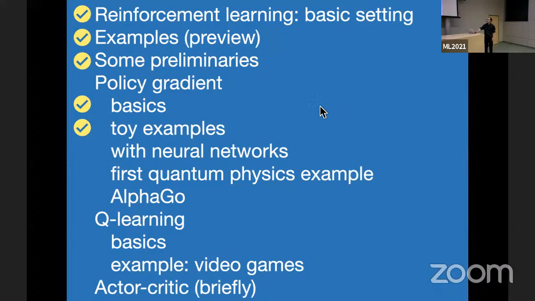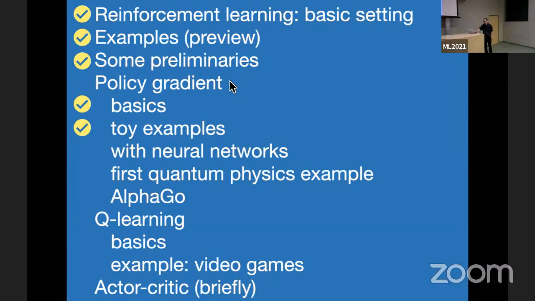So we went through the first points here. I explained the basic setting. We went through a few examples just to illustrate the variety of different settings that one can address. We went through some preliminaries. For example, I pointed out that the reward is usually delayed, which makes it hard to find the best strategy. There's greedy versus non-greedy. And there's also this distinction between model-based and model-free. Here we will be dealing only with model-free reinforcement learning. That's the more general case.